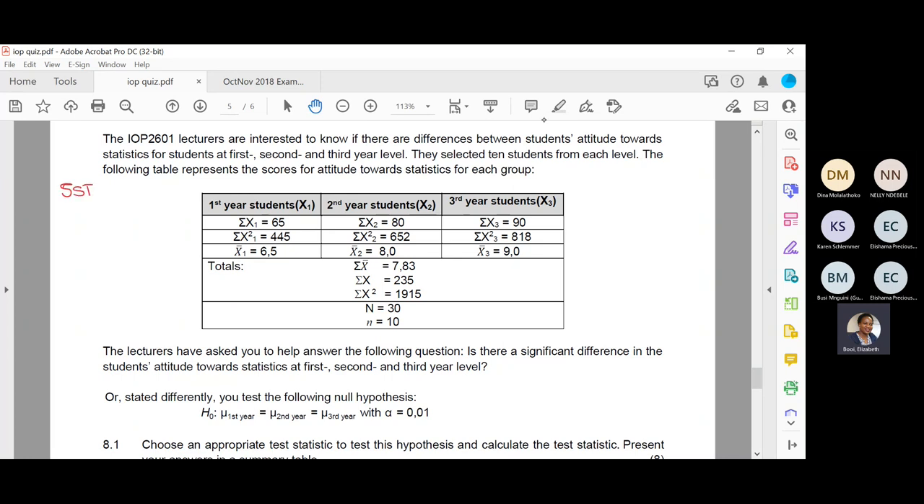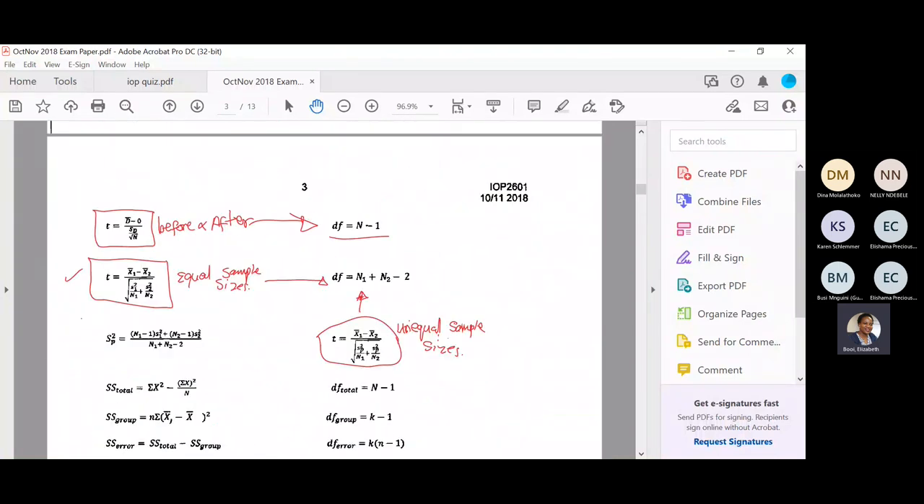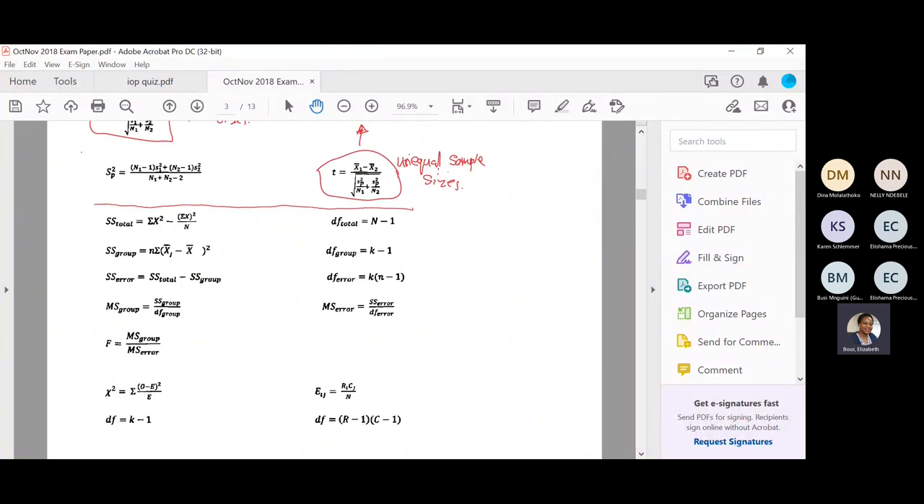So you need to first calculate your SST, which is your sum of x squared minus the sum of x, squared, divided by n. You need to calculate that and get it right. And then you also need to calculate the SS group, which is your small n times the sum of, and all these are formulas given. This information is what you need to get for 8 marks. So we need to calculate all of them.